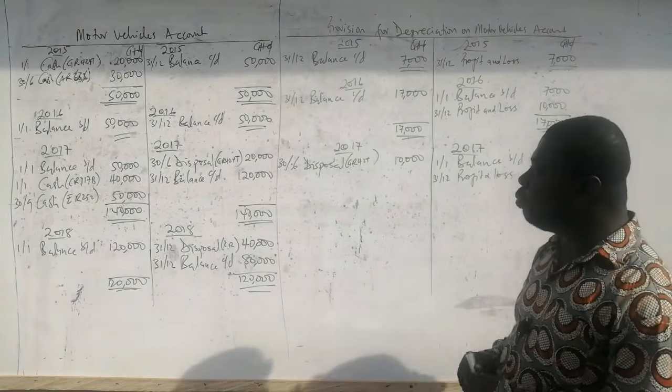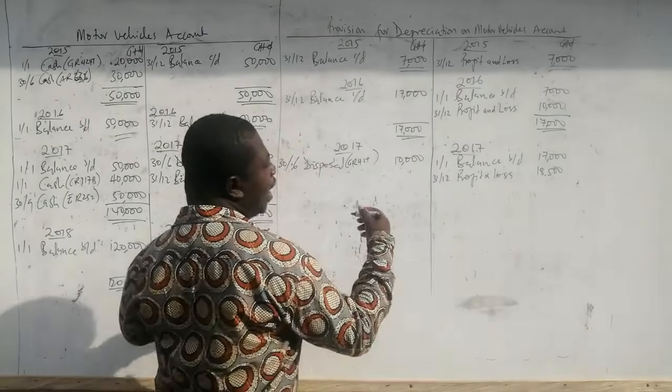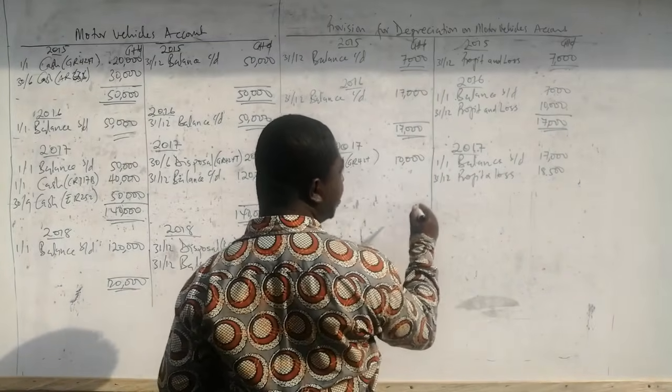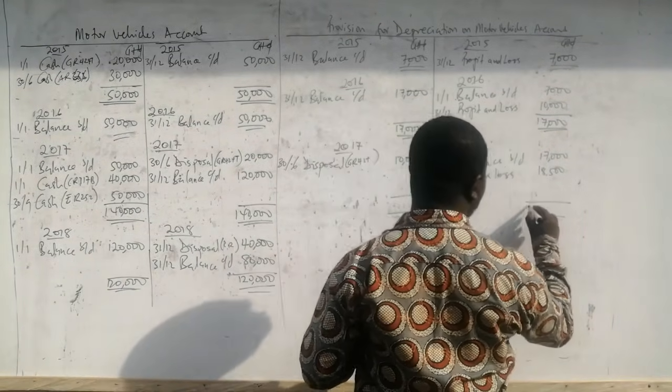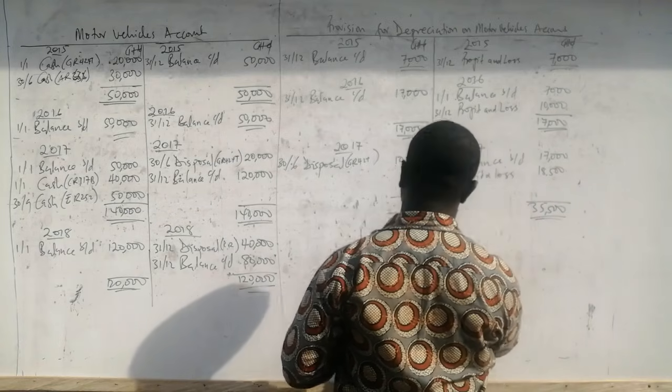So we remove the depreciation of the asset we are selling, and then we are done for 2017. We close off the account as well, and the total will be 35,500.